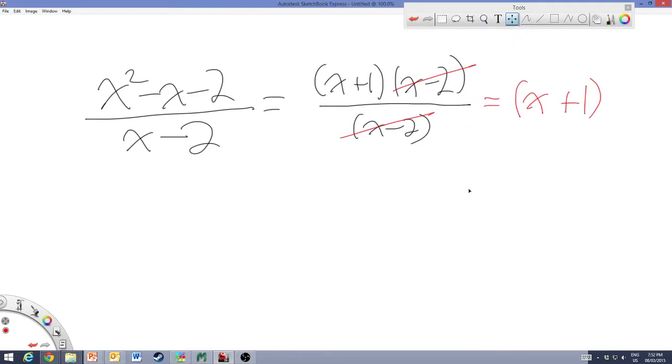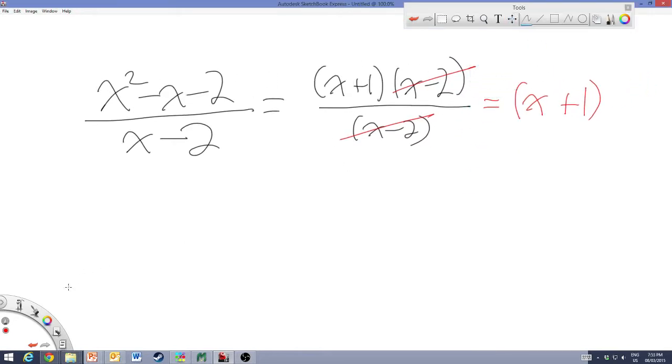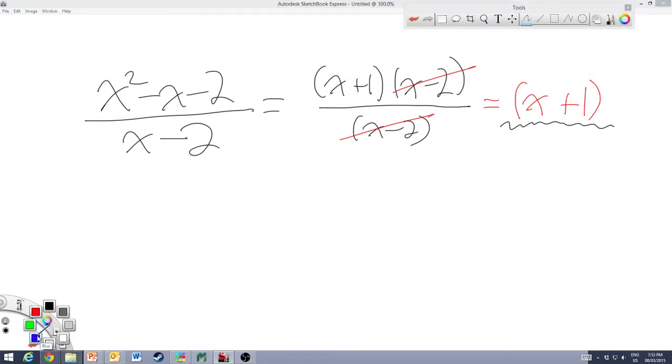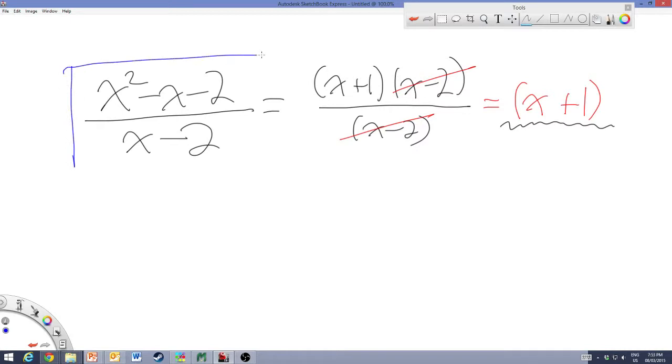So this is what the function simplifies to. Now this simplified function has no discontinuous points. However, the original function, I'll highlight that here, still has a discontinuous point. The original function cannot be 2. Even though it simplifies to just x plus 1, the original function still cannot be x equals 2.